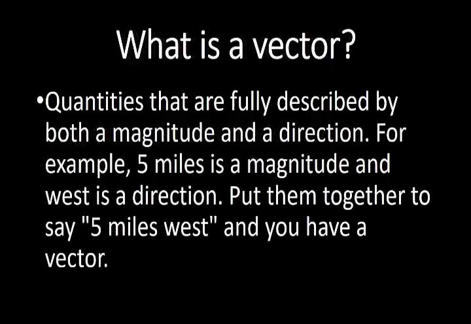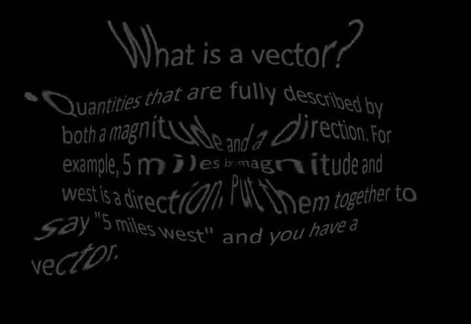The next question also would be, what is a vector? So vectors are quantities that are fully described by both a magnitude and a direction. For example, 5 miles is a magnitude and west is a direction. If you put them together, you could say 5 miles west and you have a vector.